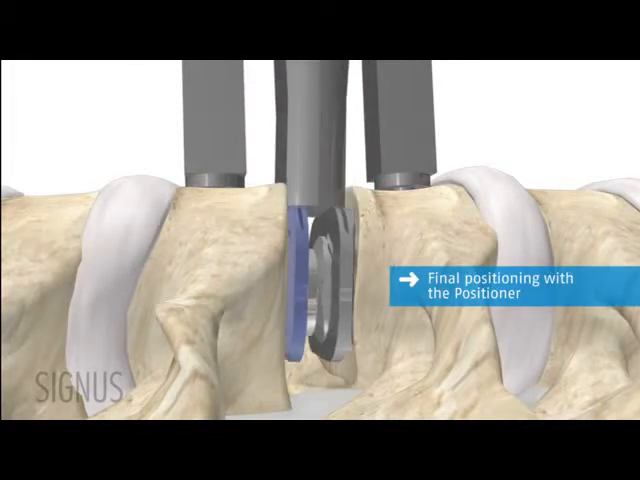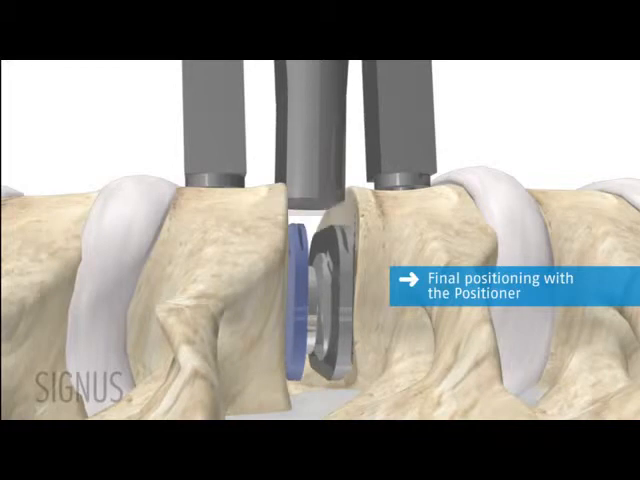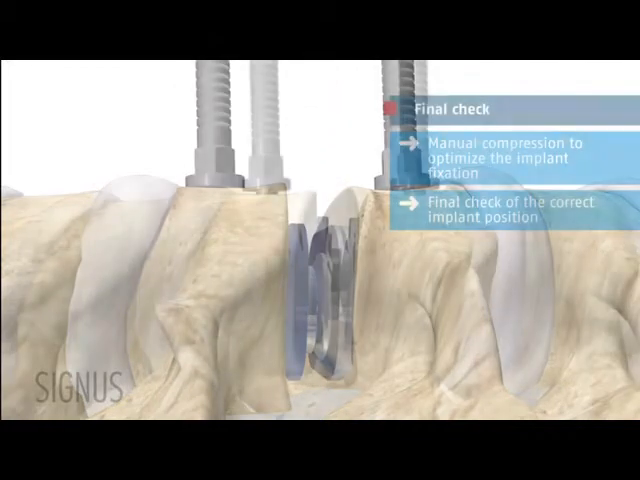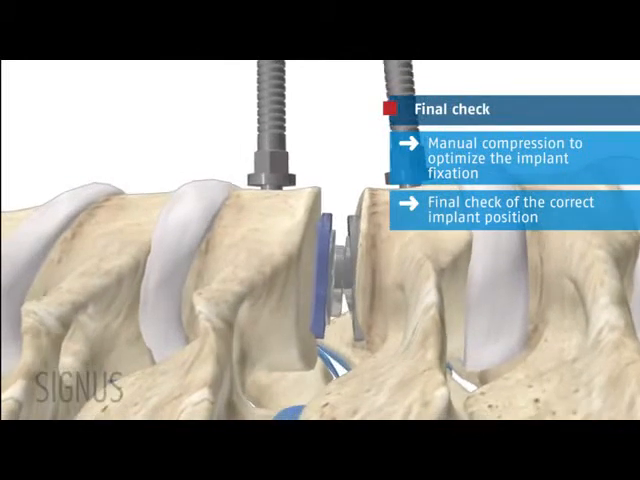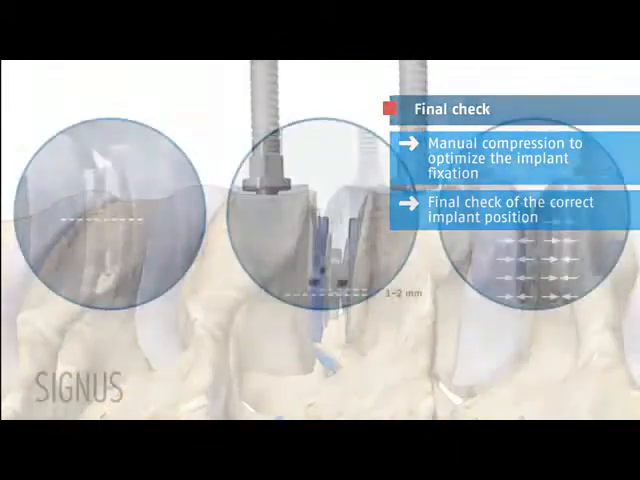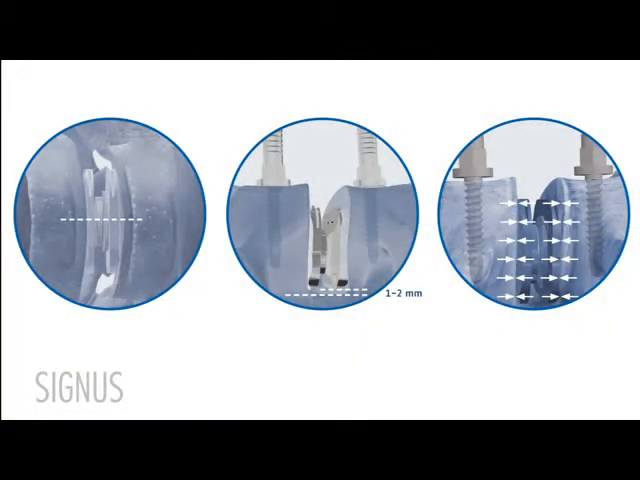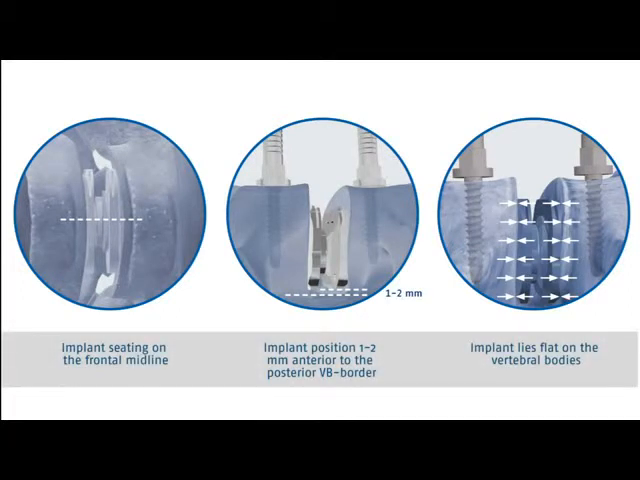The positioner can be employed in the final positioning of the ROTAIO disc prosthesis. The prosthesis can now be compressed manually using the distraction pins to optimize the anchorage of the teeth in the upper and lower end plates. A final check should be carried out before closure.